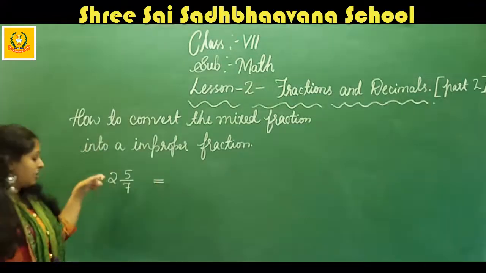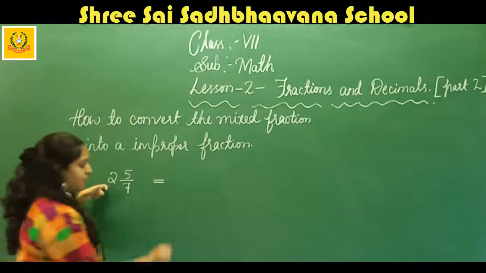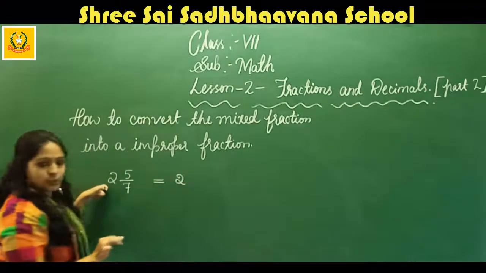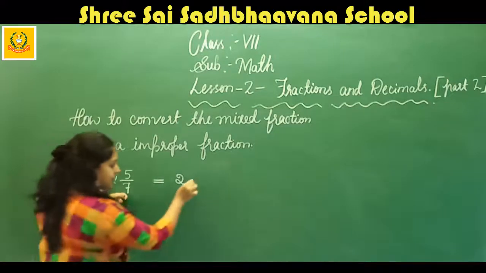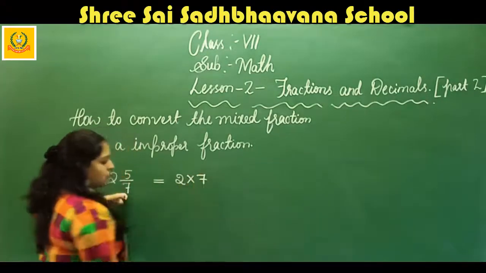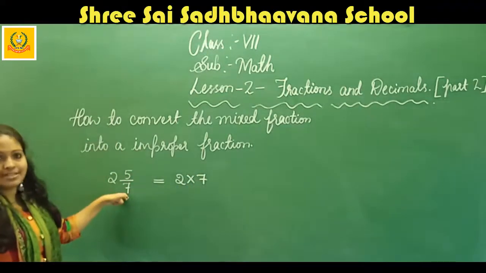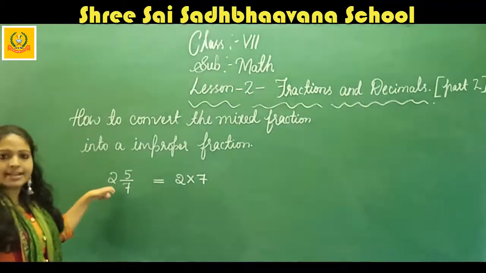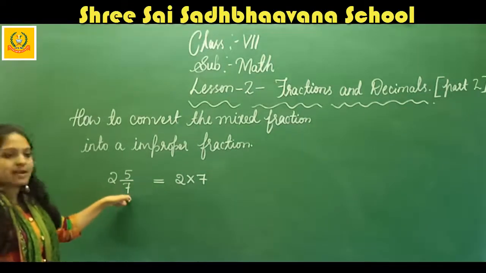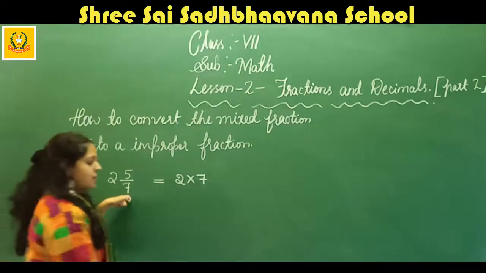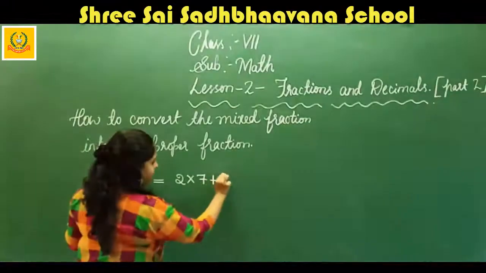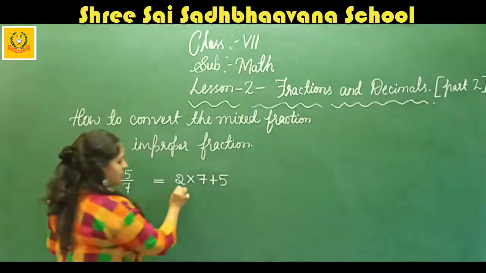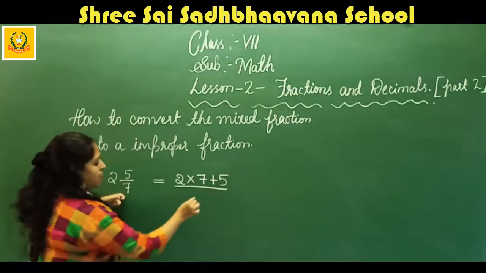What we have to do is multiply the whole number. Whole number is what? 2 is the whole number. To this whole number, I have to multiply the denominator. That is nothing but 2 into 7. What have I done here? To the whole number, I have multiplied the denominator. Now, to this, I have to add the numerator. That is 5, by the same denominator, 7.